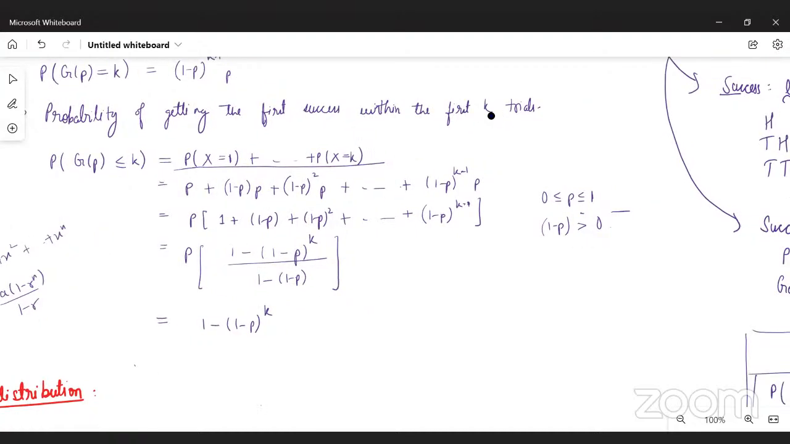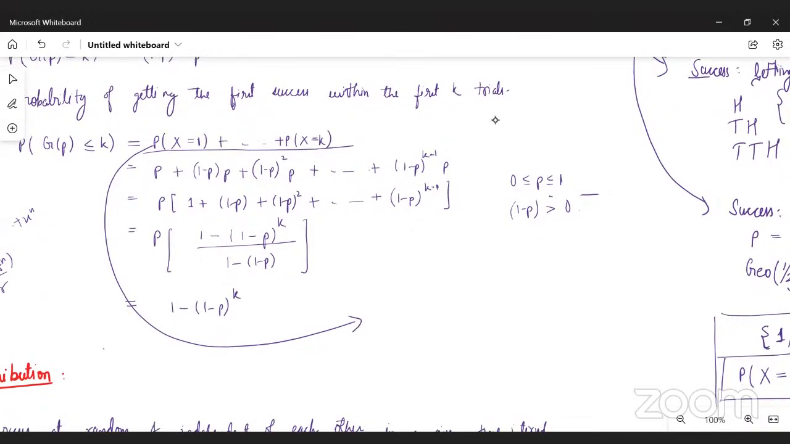So what is probability x equal 1? What do you mean by probability x equal 1? First success on the first trial, right? So it is just P. So what is probability x equal 2? That means the first trial is failed and the second trial is success, right? So the first trial is failure, which means probability is 1 minus P, and the second is success, which is P.